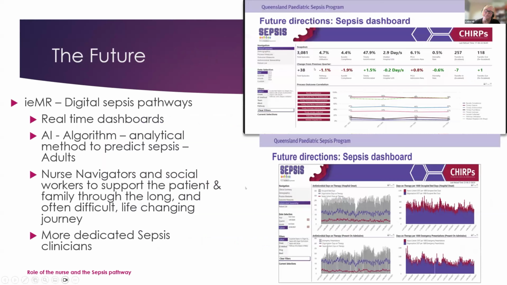What's exciting, I know we're a little bit behind in Queensland with EMR. There are only about 17 hospitals that have got EMR. So we are now currently developing a digital sepsis pathway for our EMR, and we'll potentially have real-time dashboards for our sepsis cases. There's also some significant work with the University of Queensland on an AI algorithm to predict sepsis, and they've actually said that they could predict it up to 48 hours beforehand.